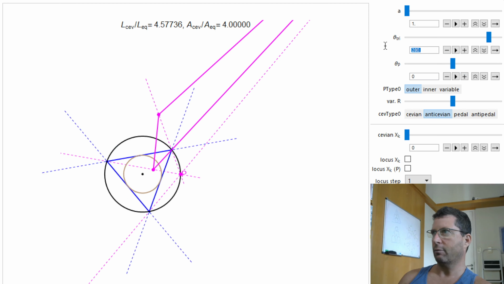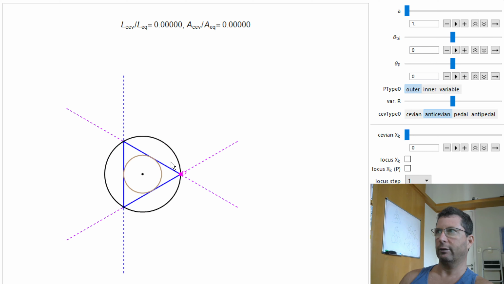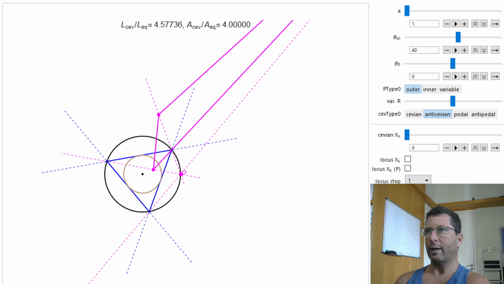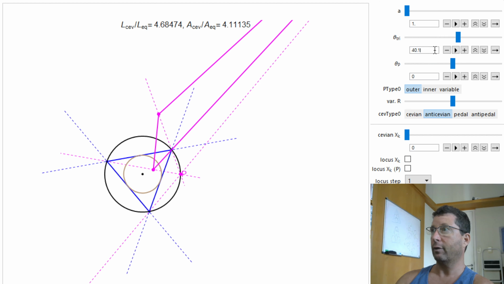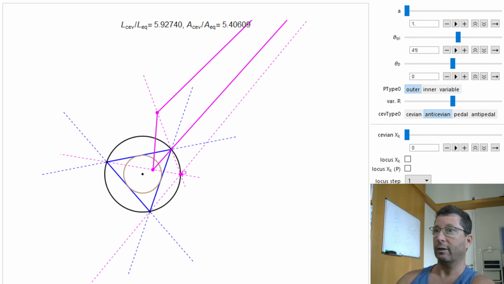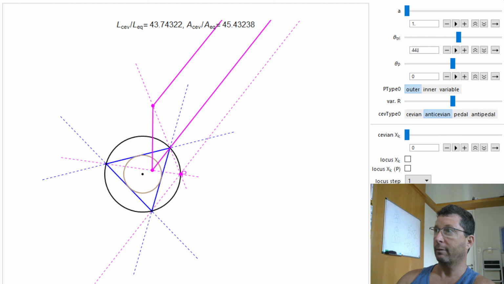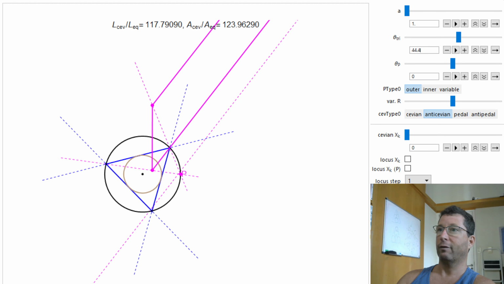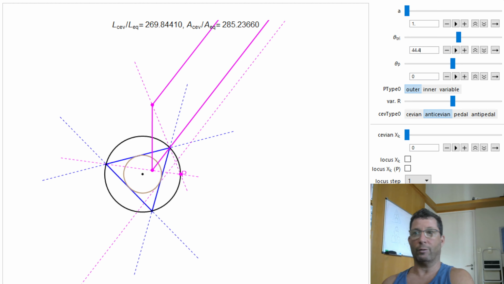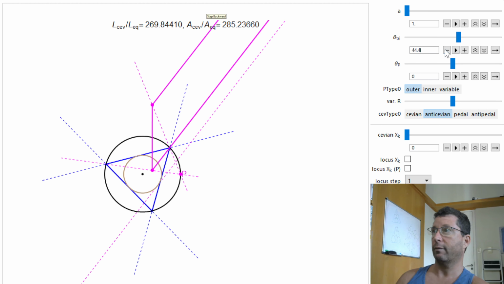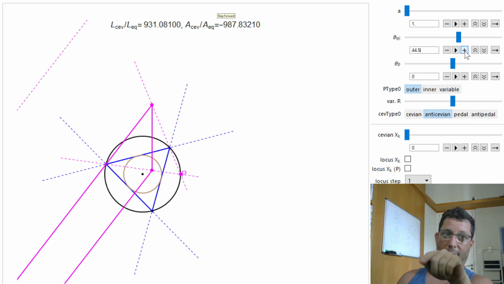If I place my blue triangle at 0 degrees like so, I notice that this eversion is happening right about, so here's 40 degrees, so I've rotated my equilaterals 40 degrees counterclockwise. It's happening right about 44 degrees. So here's 41, 42, 43, 44, 44.3, 44.4, and it's going to undergo the eversion right now. As I transition from 44.4 to 44.5, it flips.